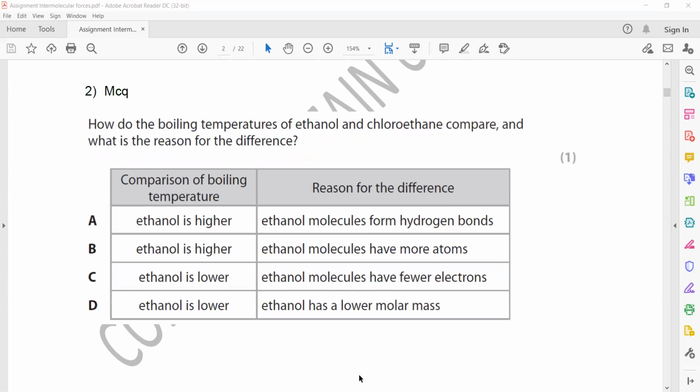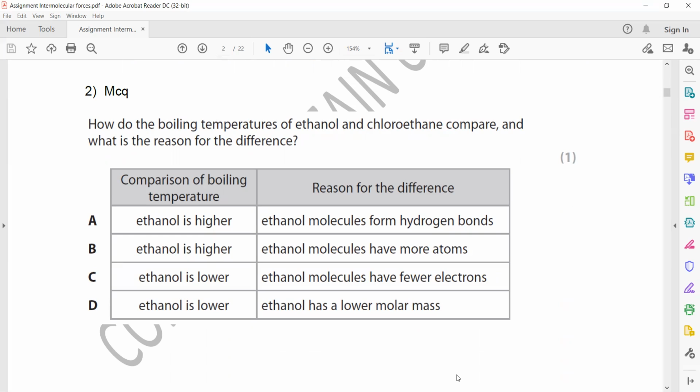Next question, question 2. Because this is intermolecular forces, most of the questions are related to comparing the boiling and the melting points of a substance, as it depends on the intermolecular forces, or forces between the molecules. How do the boiling temperatures of ethanol and chloroethane compare, and what is the reason for that?